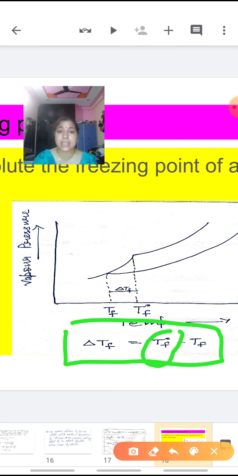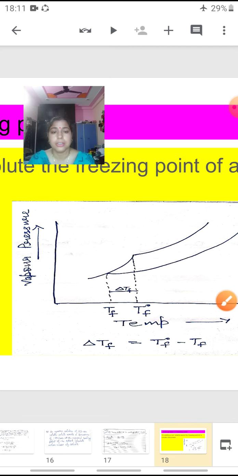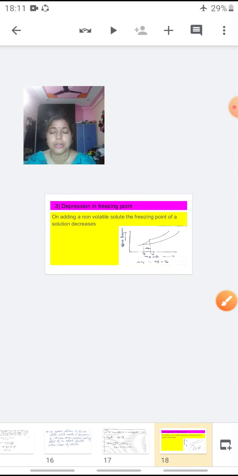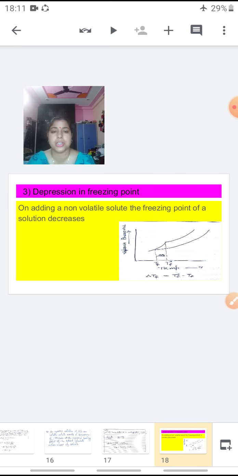Whereas in the previous case, when we were doing the elevation in boiling point, it was Tb minus T naught b. Here it is T naught f minus Tf. Now, I think you all must have got to know what is depression in freezing point. Depression in freezing point is when a non-volatile solute is added to a pure solvent, the freezing point decreases.